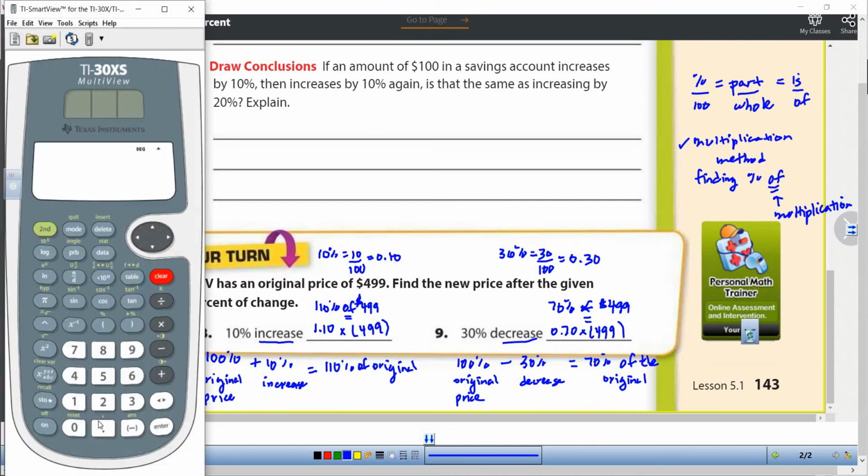All right, and then at this point, we're going to go to our calculator. I'm going to do 1.10 times 499, and when I do that, I get 548.9. Now remember, this is money.